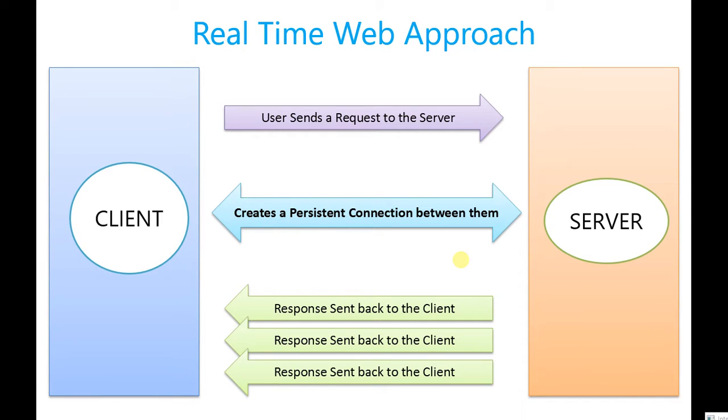In the case of SignalR, it just makes a tunnel. We have a client and a server, and there is a tunnel in between them. Whenever a client connects to the server, it goes through that tunnel, and the information comes back to the client through that tunnel.